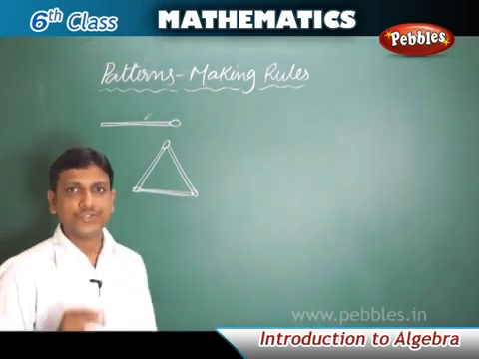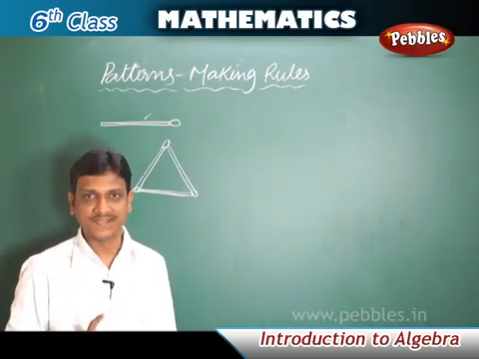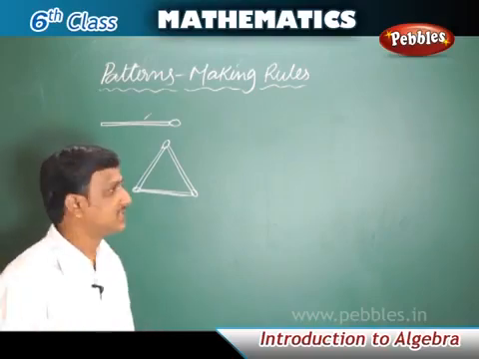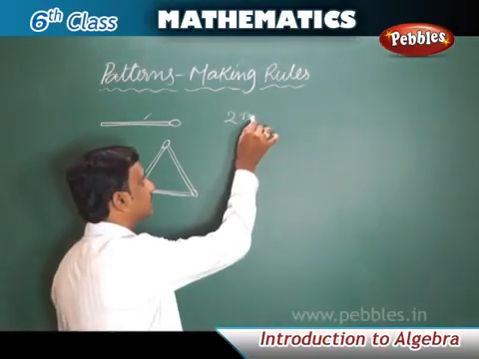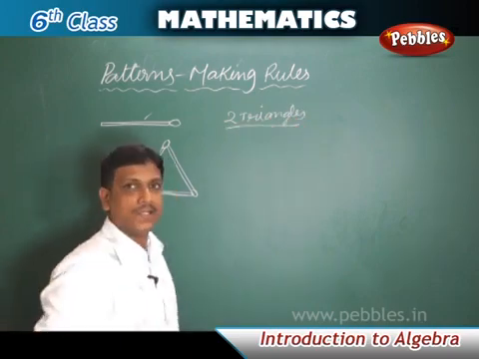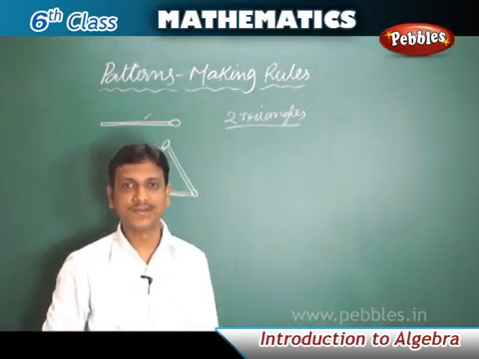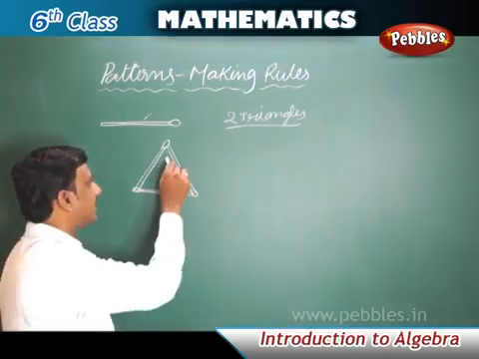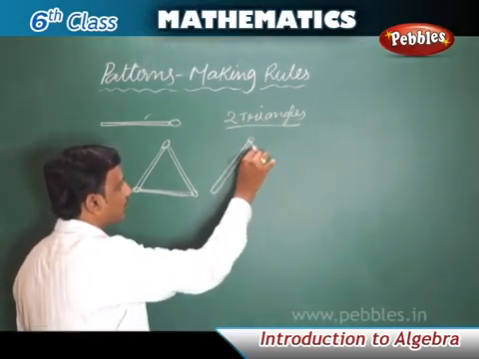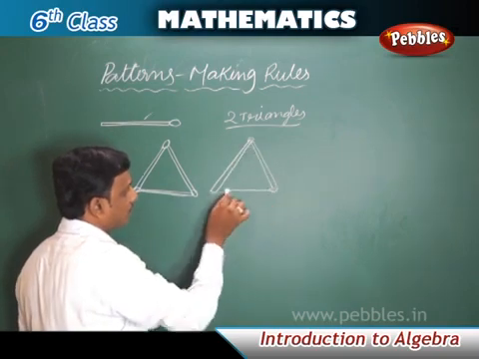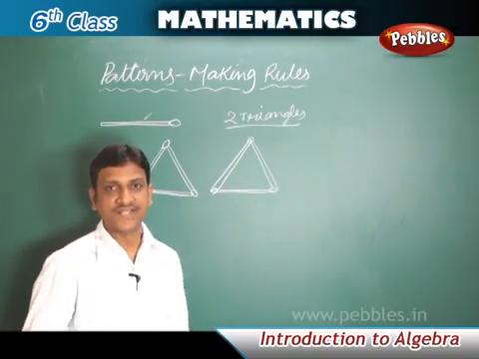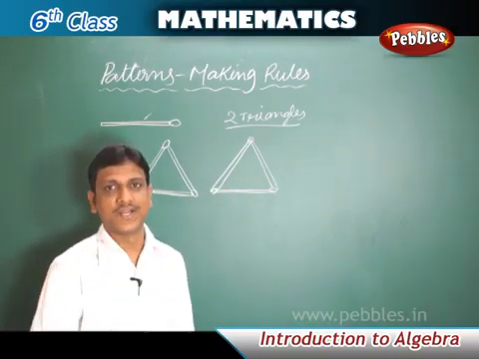3 matchsticks. To make a triangle, 3 matchsticks are required. So now I wanted to make one more triangle, that is 2 triangles. To make 2 triangles, how many matchsticks are required? For one triangle, 3 matchsticks, and for 2 triangles, 4, 5, 6. We need 6 matchsticks to make 2 triangles.